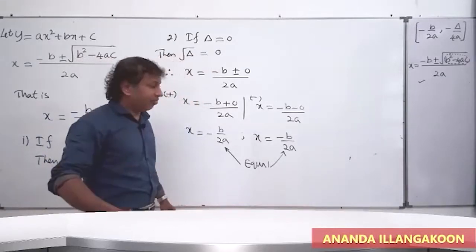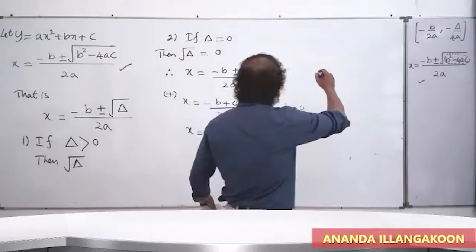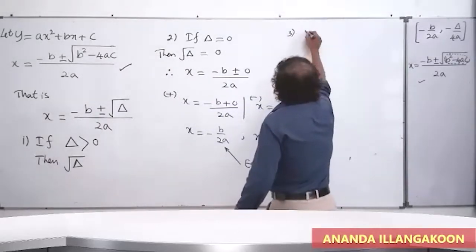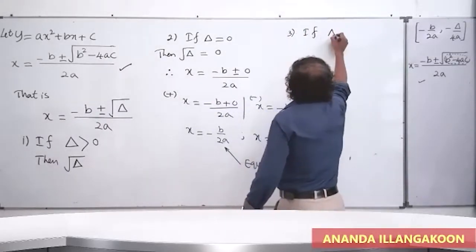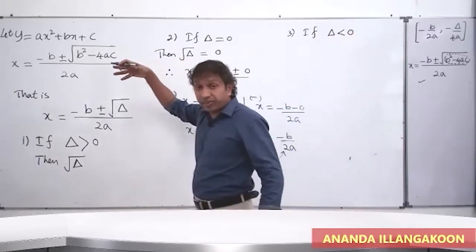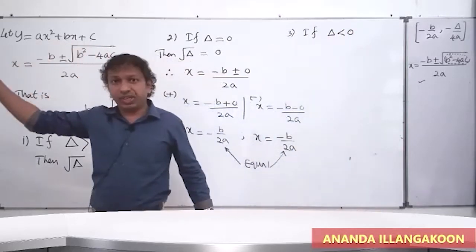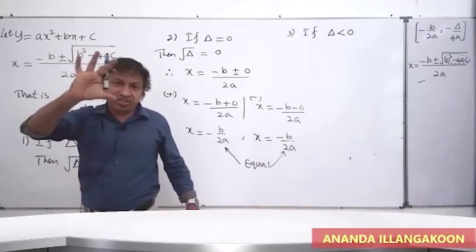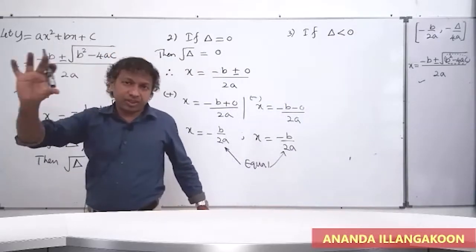A third one, people, will write third one. Number 3. If delta less than 0. Less than 0 means what, people? Negative. Any number less than 0 is negative, people. Remember that. We can very easily observe that by drawing the number line.